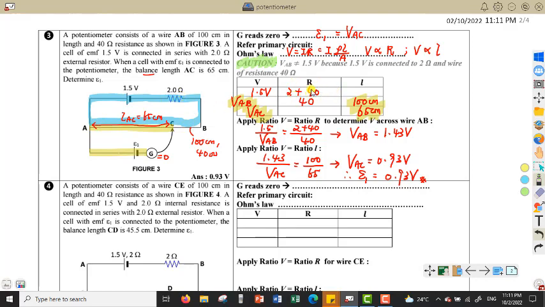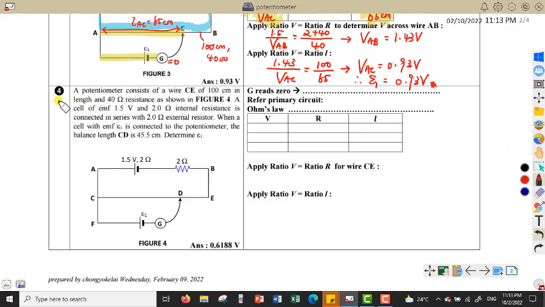Then you have to consider the external resistor, whereby you have to determine the voltage across the whole wire. Okay, then class, we move on to question 4. We have a potentiometer consists of a wire CE. The length of the wire CE is 100 cm, and it has a resistance of 40 ohm.